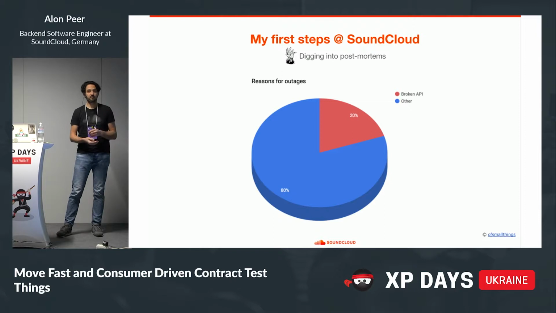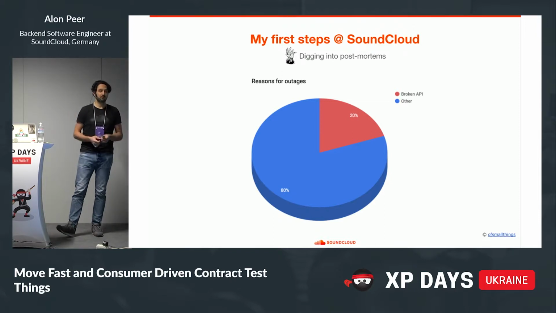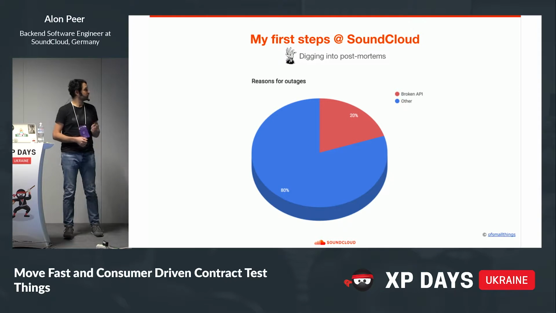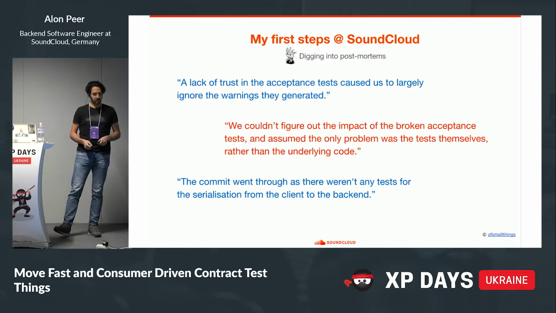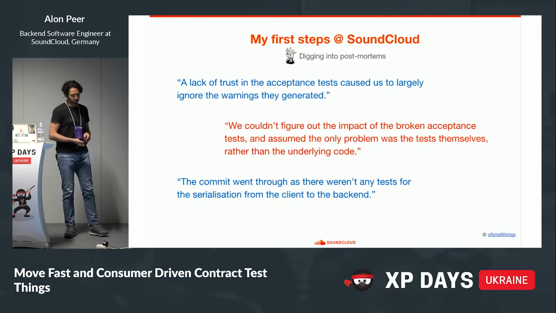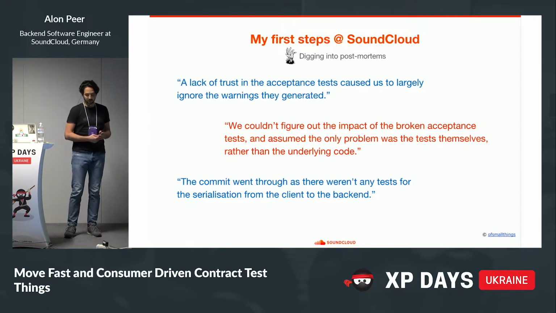Obviously, this smelled familiar, something similar that I've seen back in monolith days. And let me just quickly show you some quotes from those postmortem documents. These are real quotes. The first one: a lack of trust in the acceptance tests caused us to largely ignore the warnings they've generated. The second one: we couldn't figure out the impact of the broken acceptance tests and assumed the only problem was the tests themselves, rather than the underlying code. The third one: the commit went through as there weren't any tests for the serialization from the client to the backend. I'm sure some of this stuff sounds familiar to you.